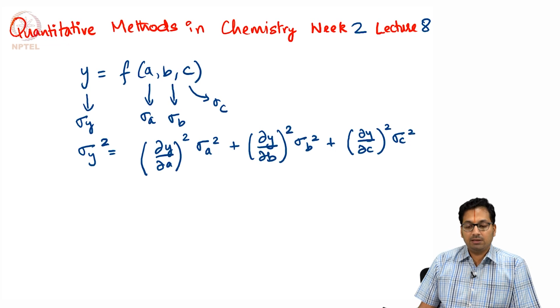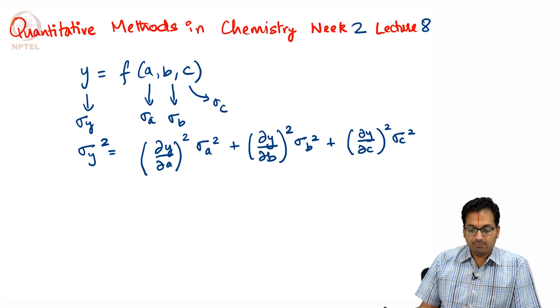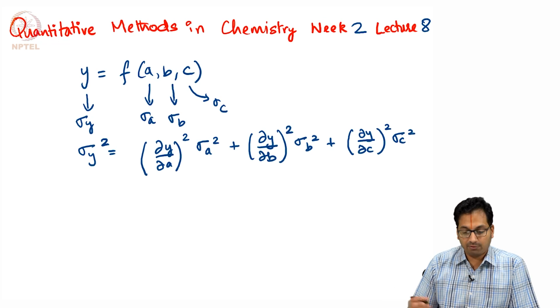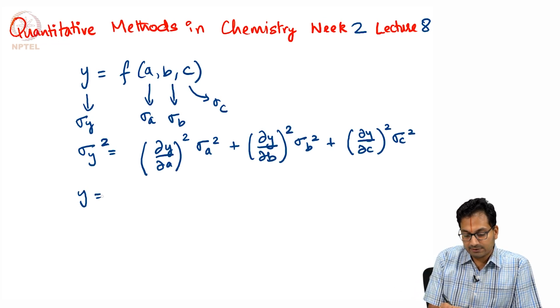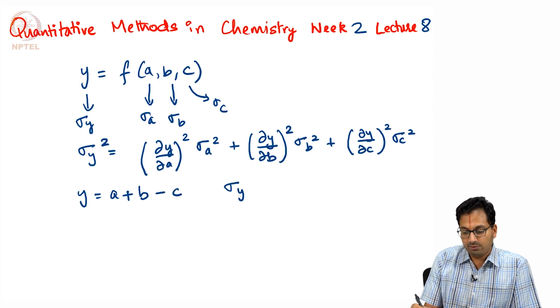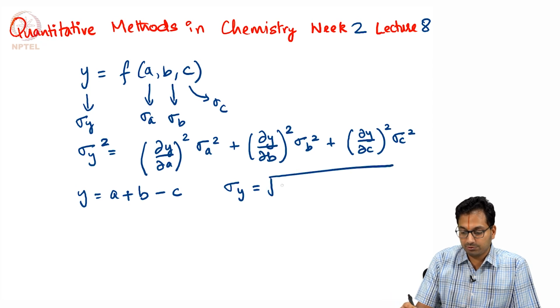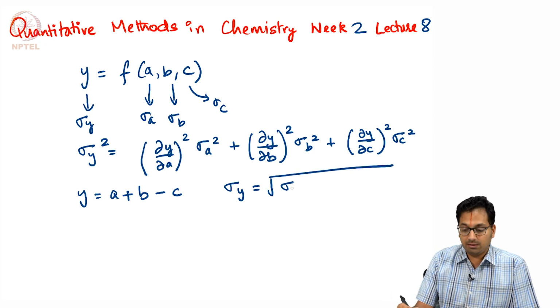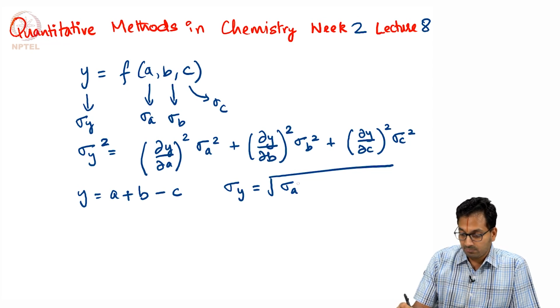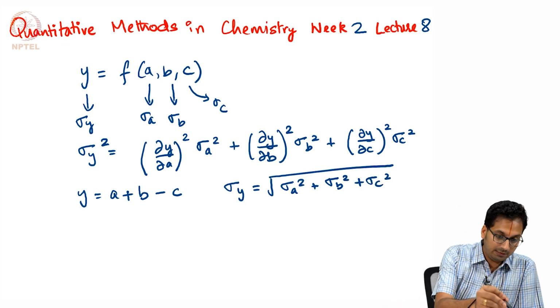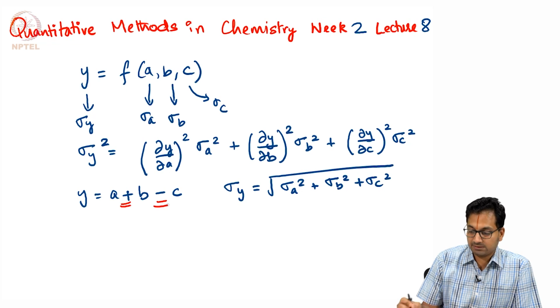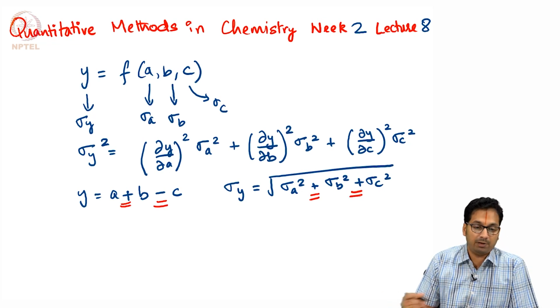And after having done this, we applied it to a few simple examples, meaning that when you have a sum and difference, how do the formulae differ? For instance, when you have y as a plus b minus c, then what is the sigma y involved? The uncertainty associated with y in this case would be given as the square root of the sums of the squares of the individual uncertainties, that is square root of sigma a square plus sigma b square plus sigma c square. One has to remember that although this is a plus b minus c, all the errors accumulate with one another.